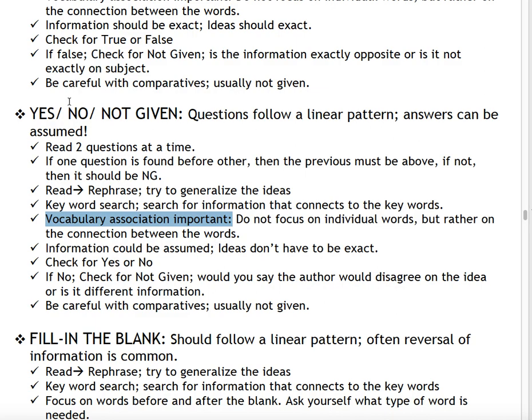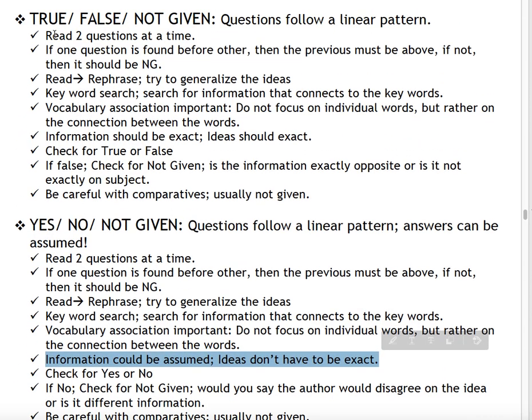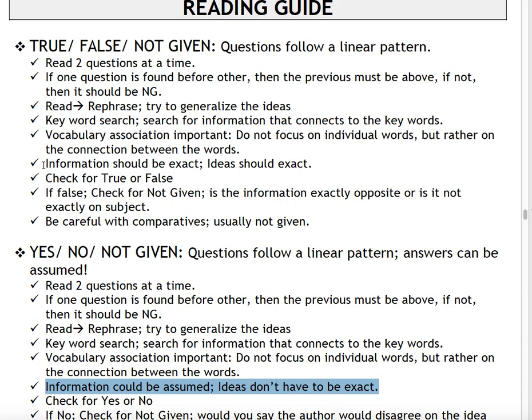Especially when we need to say whether it's yes, no, not given. Some students might choose yes or no just because it's a different word. But we need to understand the idea to assume it. Okay? Information could be assumed. Ideas don't have to be exact. But you see up here for true, false, not given, information should be exact. Ideas should be exact.